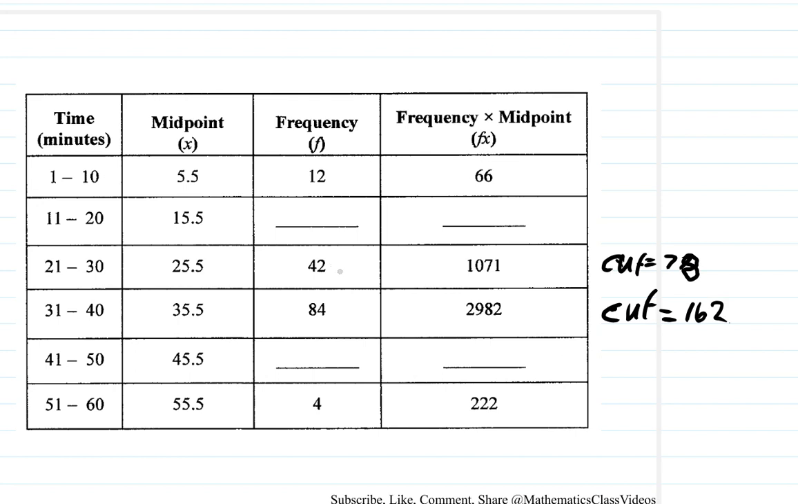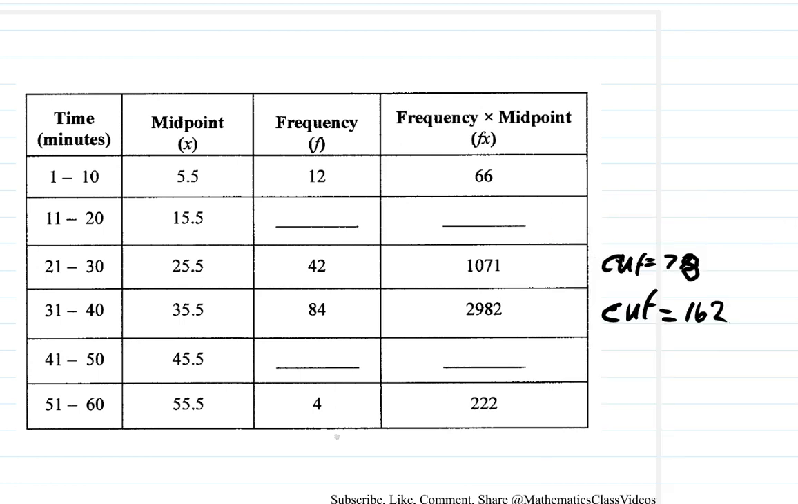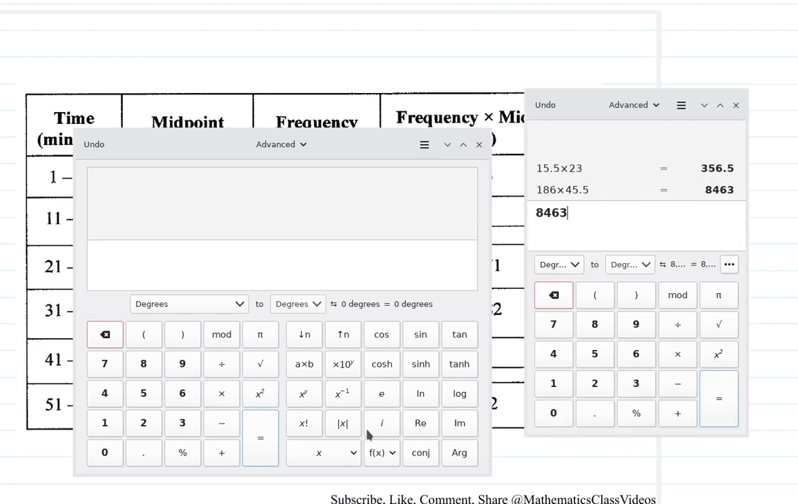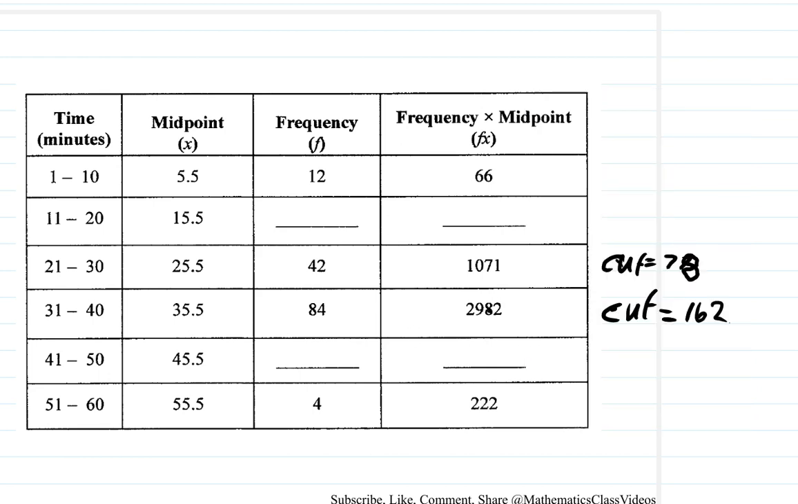Now, here, for the frequency, what would you have? 162 minus 78 would be what? If we use our calculator to do that, 162 minus 78 equals 84. You see that 84 is there. So it's the difference between this cumulative frequency and the next cumulative frequency.